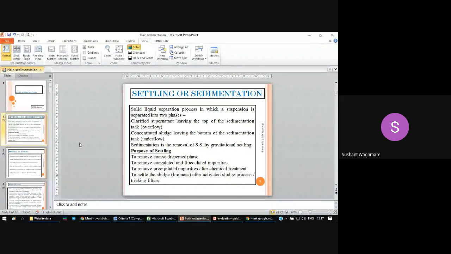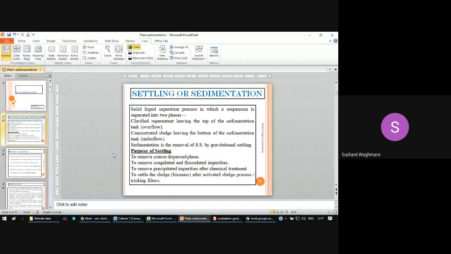Now, there are two ways by which we do the separation or settling. The first is where the overflow takes place, and the second is where the underflow takes place. So what are these? We'll see in the later slides. What is overflow and underflow?